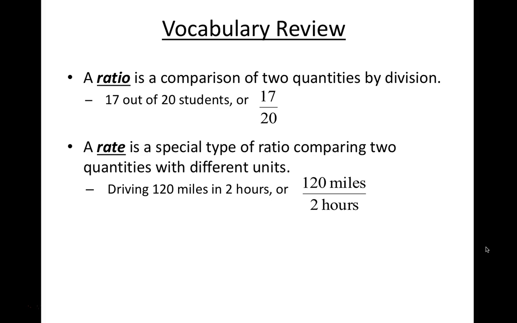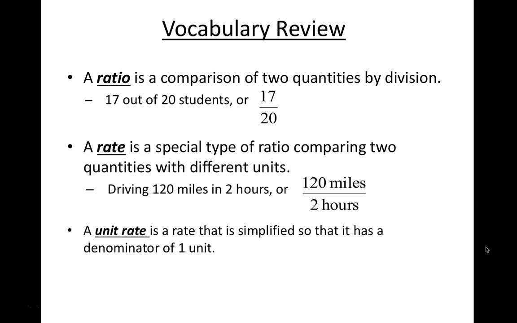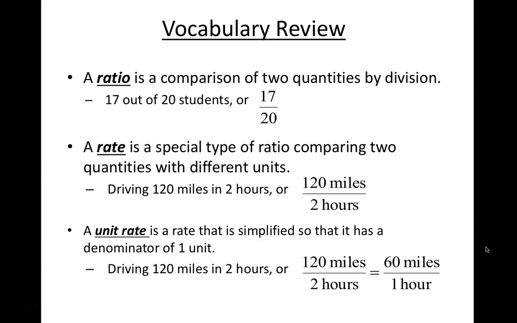And hopefully you remember the last one. The last one was a unit rate. And a unit rate's special because we can simplify it so it has a denominator of 1. So using that rate up above, 120 miles in 2 hours, that's the same thing as traveling 60 miles in 1 hour. Because if you travel 60 miles in 1 hour, well, if you drive another hour, you're going to travel 120 miles.